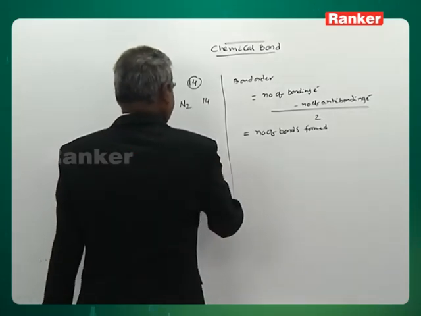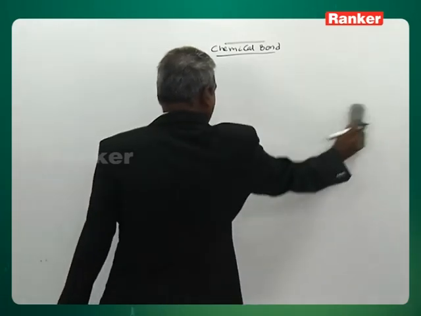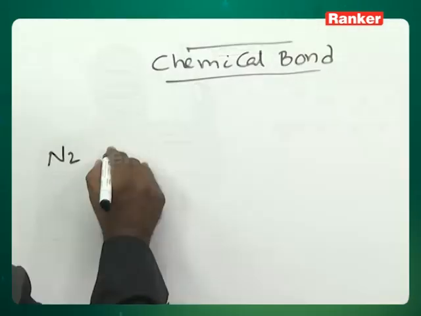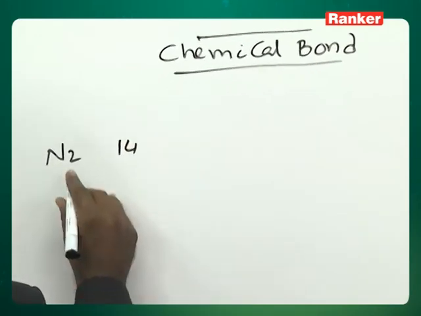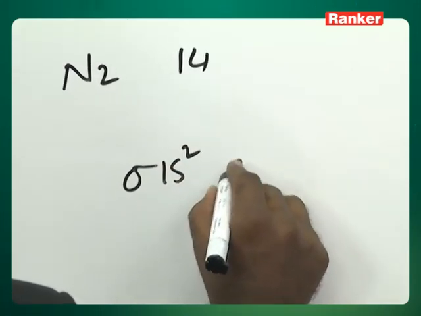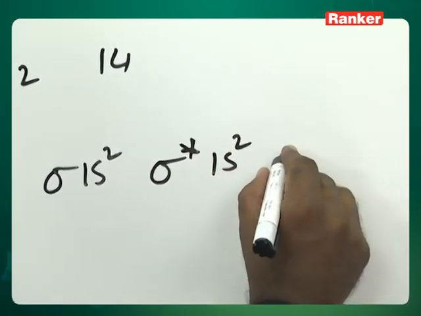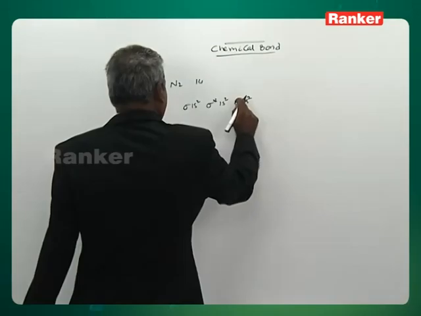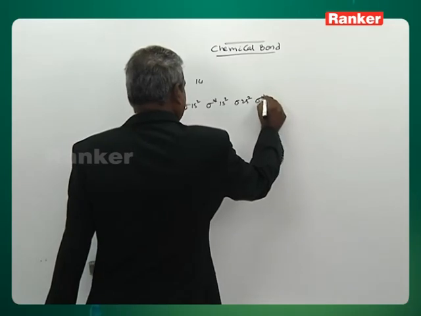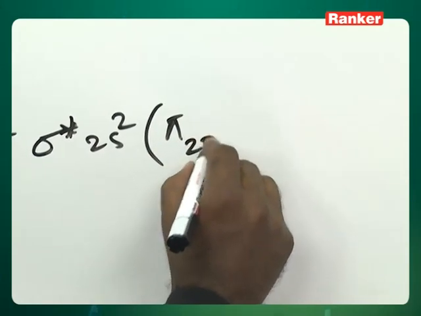Look here, this is the rule for bond order: number of bonding electrons minus number of anti-bonding electrons, divided by 2. And let us go back to N2. 7 plus 7, you have a total of 14 electrons. Now, sigma 1s2, sigma star 1s2, sigma 2s2. How many electrons have I distributed so far? 6: 2, 2, 2. Sigma star 2s2. 8 electrons are over.